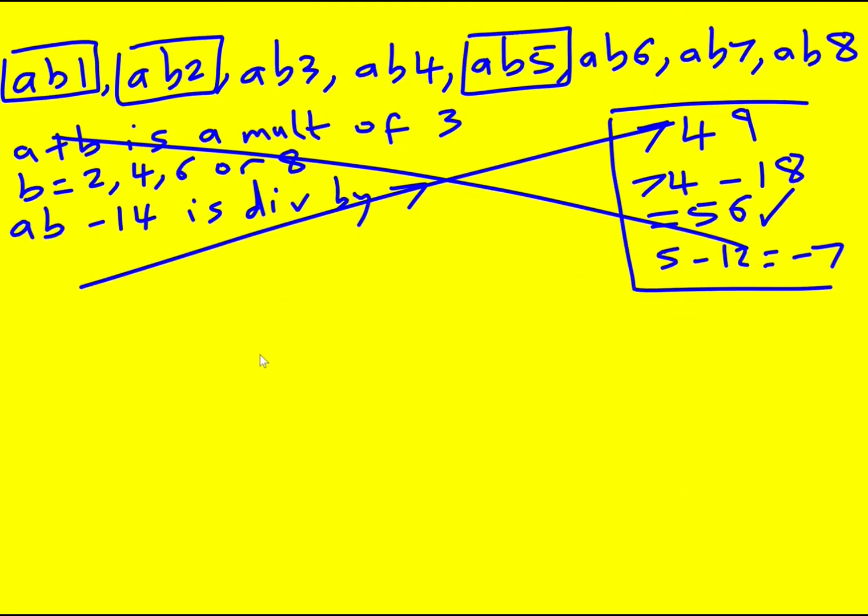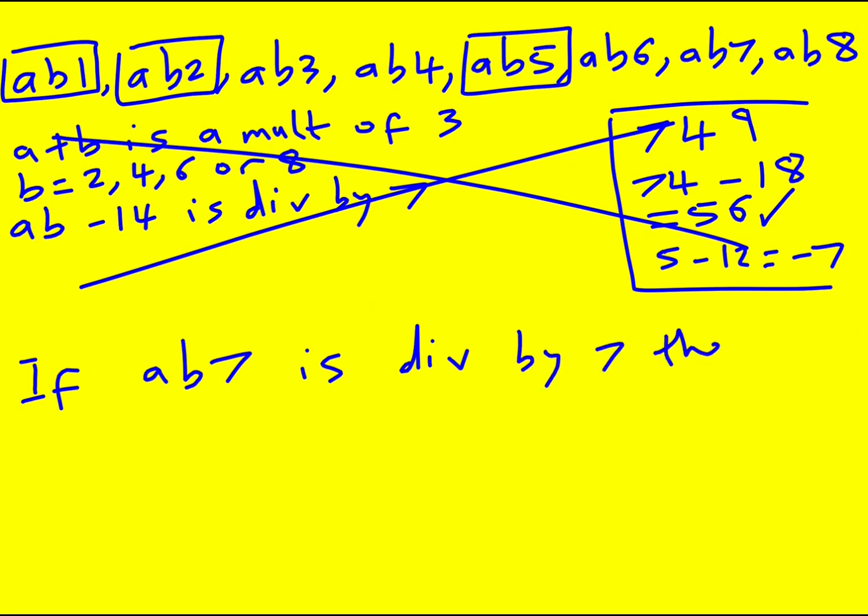And this better way is to realize if AB, I'm going to do a specific example to start with, AB7 is divisible by 7, then so is AB0, because I'm just going back 7, or one step in the 7 times table.